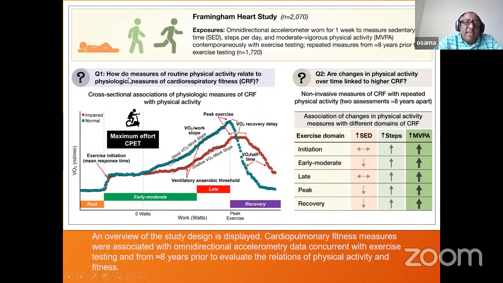So here we have two questions. How is routine physical activity, as measured, related to physical measures of cardiovascular fitness? This is represented by the peak exercise here and the peak oxygen uptake on this axis. And the second question is, are changes in physical activity over time linked to higher cardiopulmonary fitness? And if we look here from initiation, early moderate exercise, late exercise, peak, and recovery, if you go from a sedentary life, step by step, to moderate vigorous exercise, you can see that every time you go to the right, everything is increasing. So vigorous moderate exercise has higher oxygen uptake and more cardiopulmonary fitness.